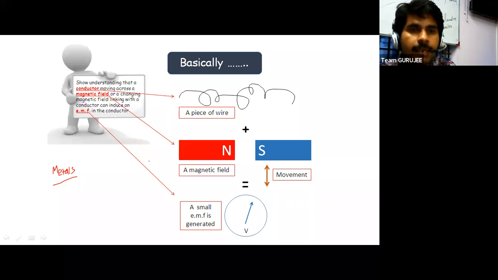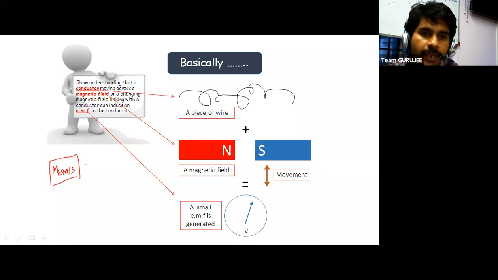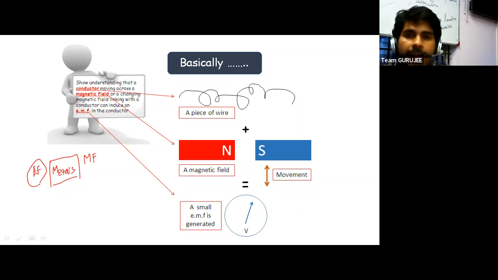Conductors carry current, and whenever a conductor carries current, a magnetic field is produced around the conductor. So metals are good conductors, and here an electric field is also there. So we have to take a wire. The first thing is a piece of wire. A piece of wire acts as a conductor.